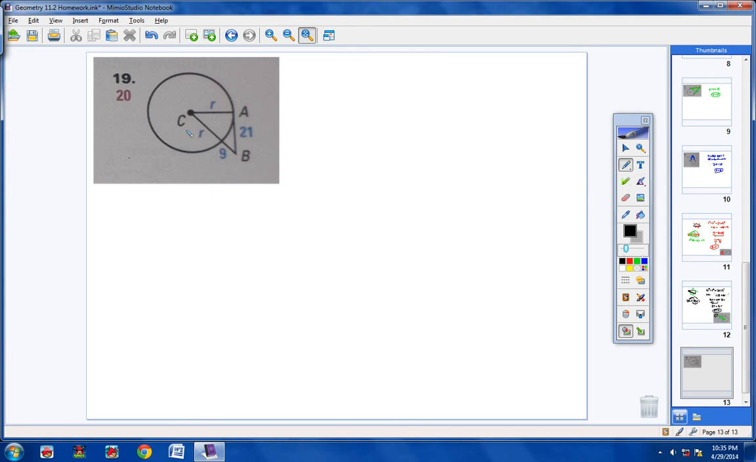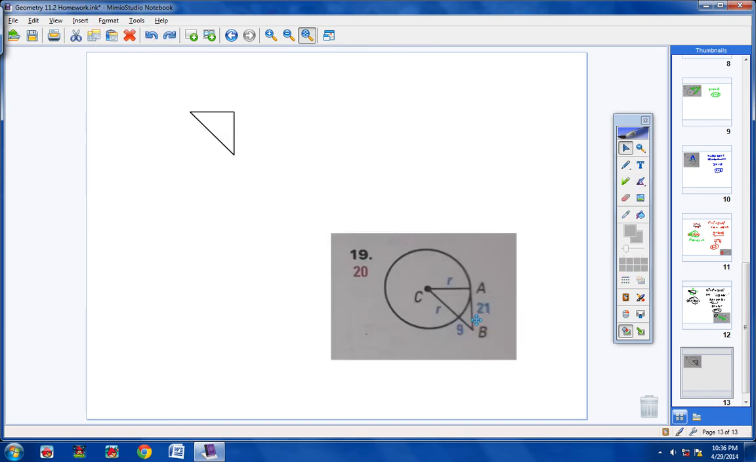Notice that once again, I have a tangent line right here, and I have a radius drawn to the point of tangency. So those two lines are perpendicular. So let's go ahead and cut this triangle out here real quick. And I might just make that triangle a little bigger, just so we have something a little bigger to work with.